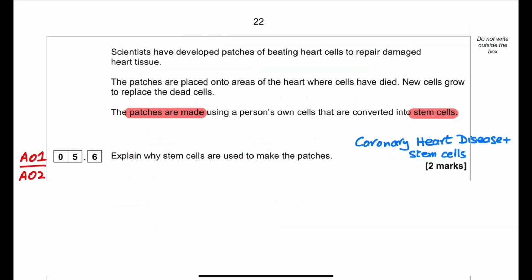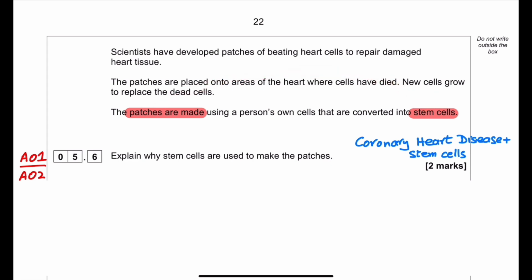Scientists have developed patches of beating heart cells to repair damaged heart tissues. The patches are placed onto the area of the heart where the cells have died. New cells grow to replace the dead cells. The patches are made by using the man's own cells. They are converted into stem cells. 5.6: Explain why stem cells are used to make the patches. It is a combination of A1 and A2 question, and this question is from coronary heart diseases and stem cells.